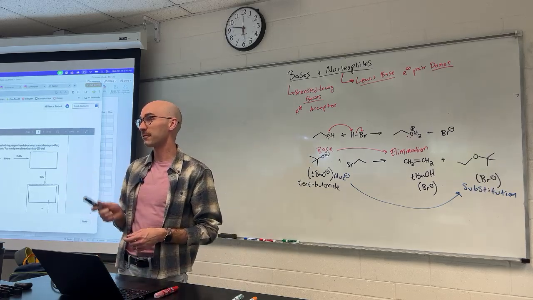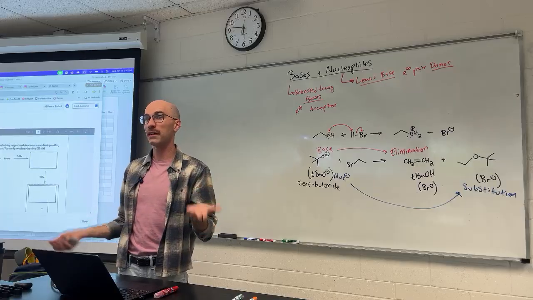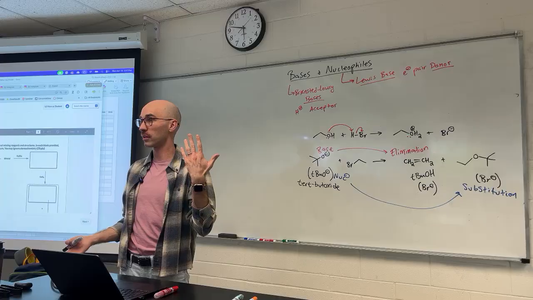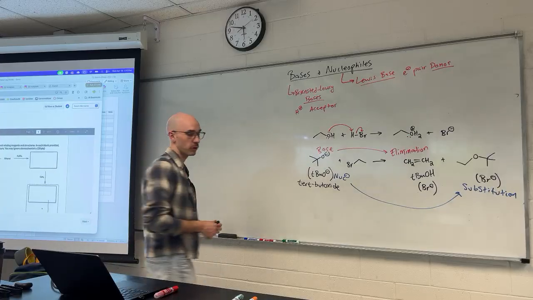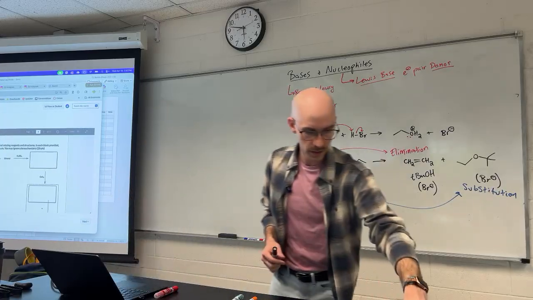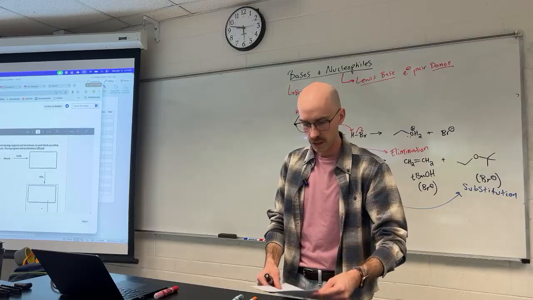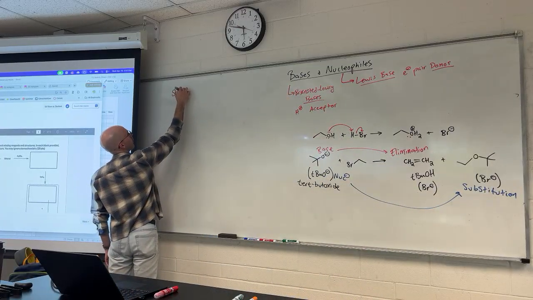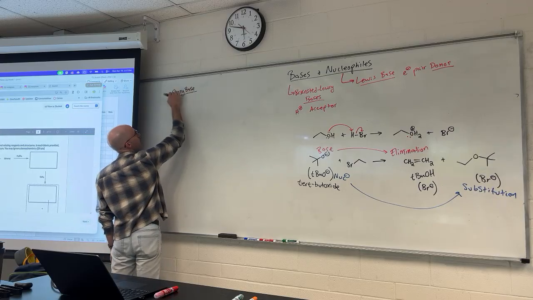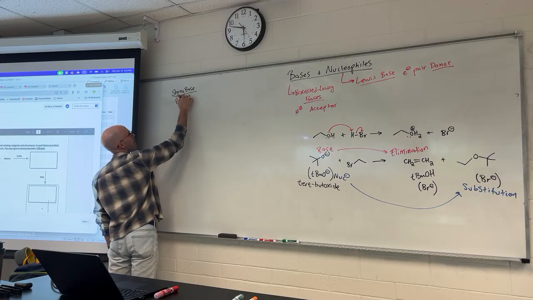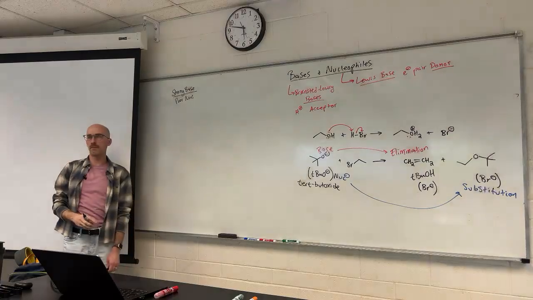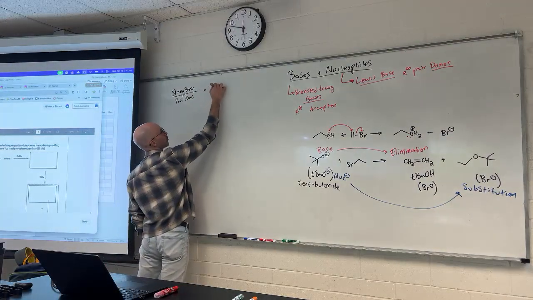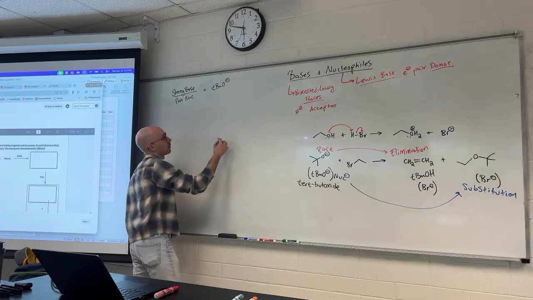But luckily, not everything is equally good at being both a base, taking hydrogens, and being a nucleophile. So we're going to create categories around these groups. Your first group is called strong base, poor nucleophile, or bad nucleophile, or weak nucleophile. And that is strictly tert butoxide.